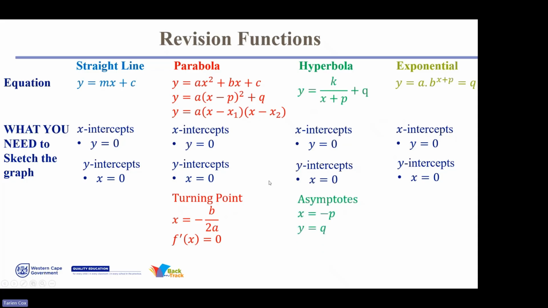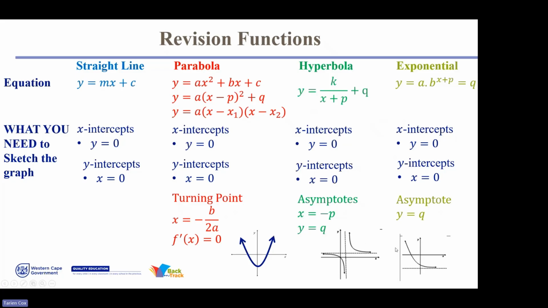When we look at the hyperbola, it has two asymptotes. The equations for which is x is equal to negative p and y is equal to q. The exponential graph has only one asymptote, which is y is equal to q. There's just an example of how a parabola would look. That will be a happy face, which means a is greater than 0. The hyperbola, there will be two arms that go about, and this is also where a is greater than 0. So it's quadrant 1 and 3.